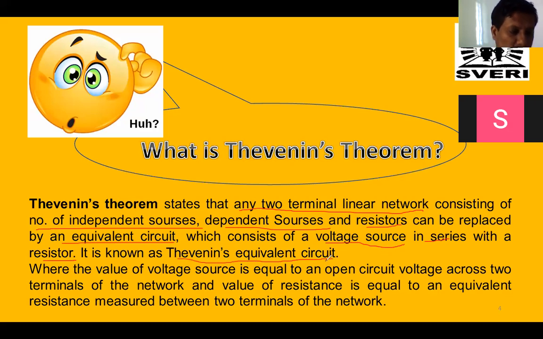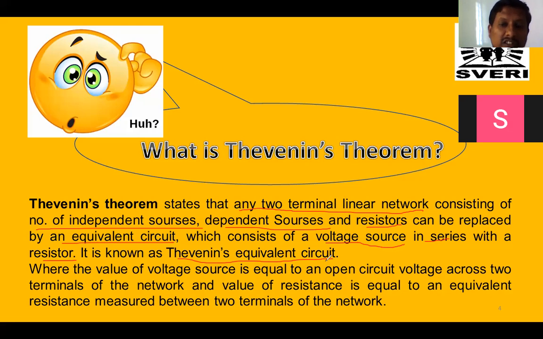Whatever format the circuit may be in, whatever may be the network which consists of a number of independent sources, a number of dependent sources, maybe a number of resistors, inductors, capacitors, whatever it may be, it can be replaced by a simple equivalent circuit. Simple circuit. So that circuit is known as what? Thevenin's equivalent circuit. So what is that Thevenin's equivalent circuit? Thevenin's equivalent circuit is nothing but a single voltage source VTH in series with resistor RTH.